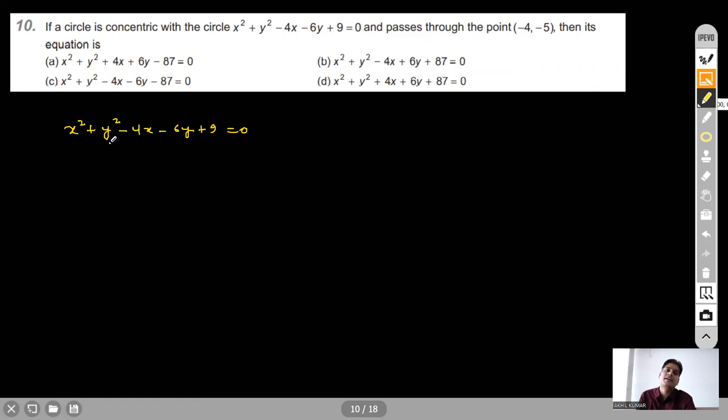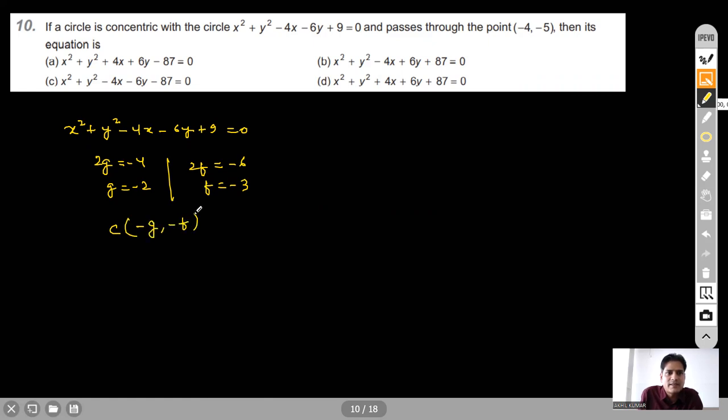And we have to derive the equation of another circle which will be concentric with this circle, and that circle will pass through the point minus 4, minus 5. Anyway, we can identify the center of this circle, right? How? This 2g is equal to minus 4, so g will be minus 2. And this 2f is equal to minus 6, so f will be minus 3. Now, what will be the center of this circle? The center will be minus g, minus f, that is nothing but 2, 3.